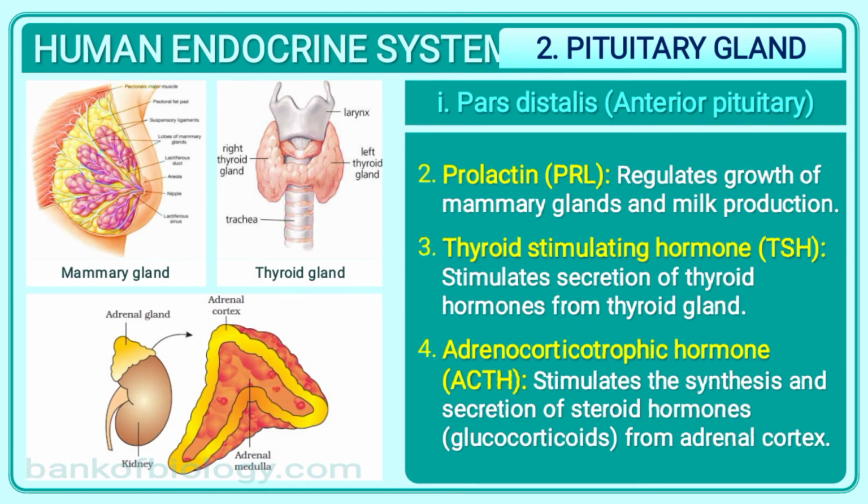Prolactin regulates growth of mammary glands and milk production in the female, especially during the delivery. Next, thyroid stimulating hormone stimulates secretion of thyroid hormones from thyroid gland in the neck region, whereas adrenocorticotrophic hormone ACTH stimulates the synthesis and secretion of steroid hormones, for example, glucocorticoids, which control the amount of glucose in the body, from the adrenal cortex.